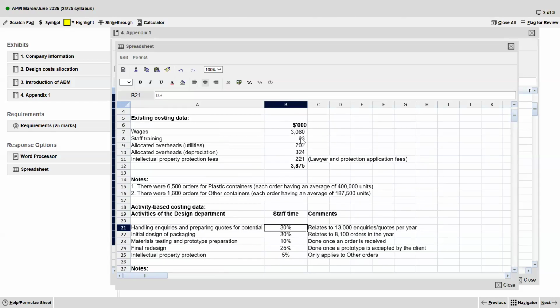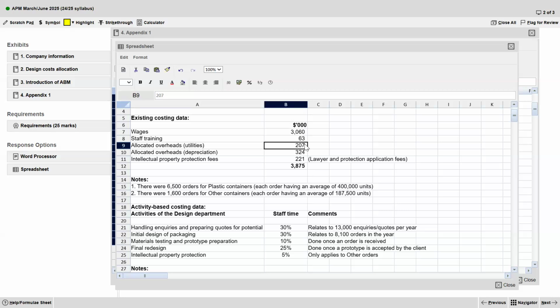Now, what is the existing costing data? Wages 3060, staff training 63. Then allocated overheads for utilities is this much, allocated overheads for depreciation this much, and the intellectual property protection fee is this much. Now, how exactly are we going to do this allocation?